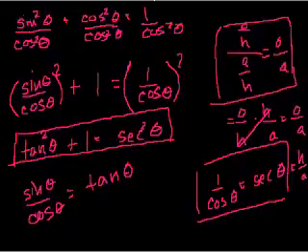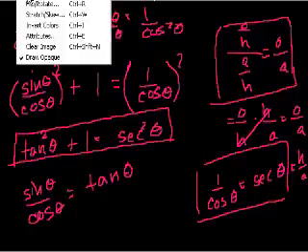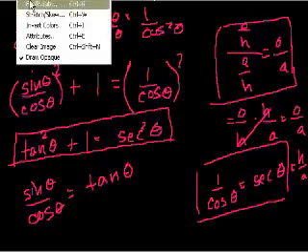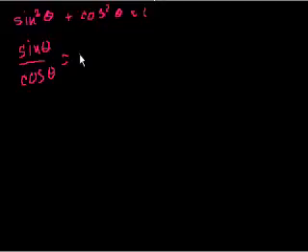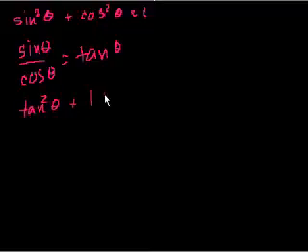So let me keep introducing you to more things, and if this is really daunting, maybe you can just rewatch it, and hopefully it'll make some sense. So what have we learned so far? We learned that sine squared theta plus cosine squared theta is equal to 1. We learned that sine of theta over cosine of theta is equal to tangent of theta. We learned that the tangent squared of theta plus 1 is equal to the secant squared of theta.